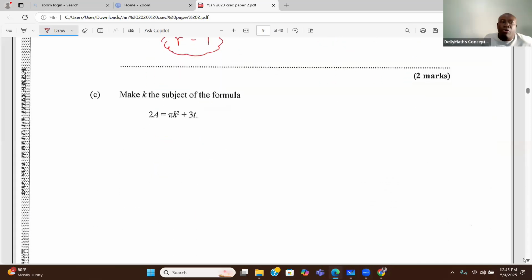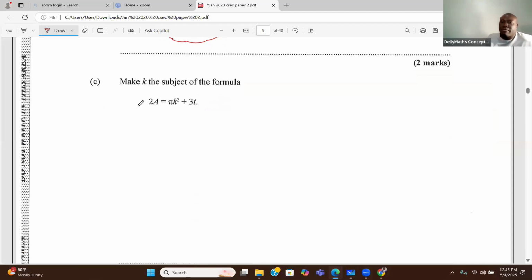All right. Now, the C part to this, and it says make K the subject of the formula. Making K the subject is to isolate K. So you want to isolate K. It means solve for K. It's the same thing as solve for K. If you notice, whenever you're solving, you're isolating the thing that you want.